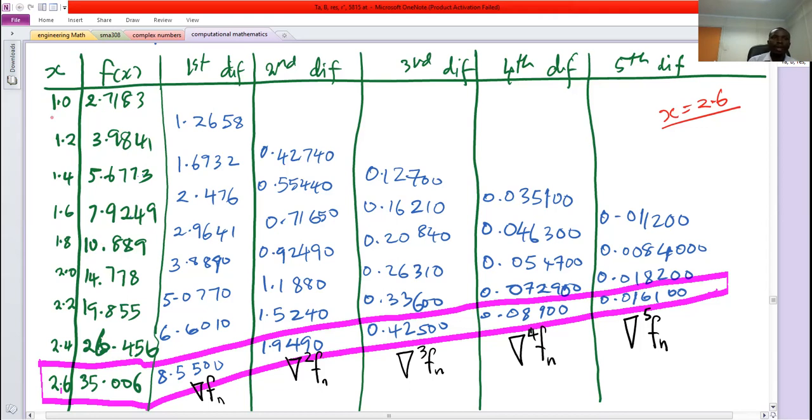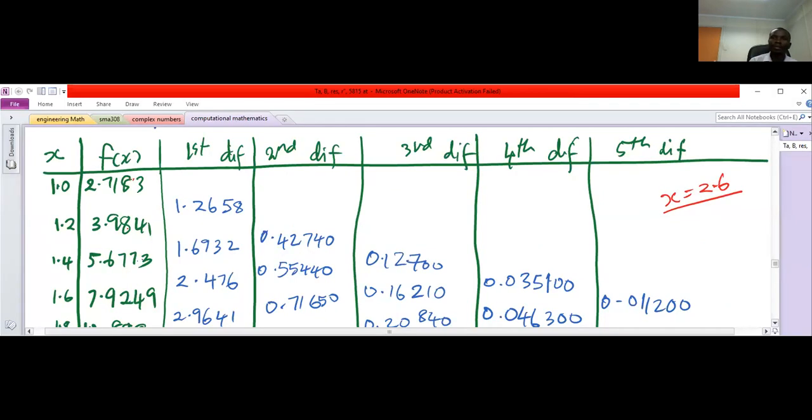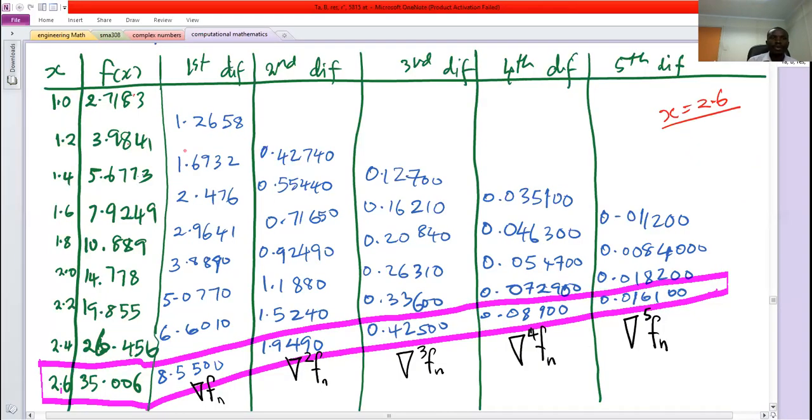And once you have written all the x values and f of x values, to get the differences, you pick the lower number minus the upper number. For example, to get 1.6932, it is 5.6773 minus 3.9841. And that's what you work out throughout to get all the differences up to the fifth differences specified.